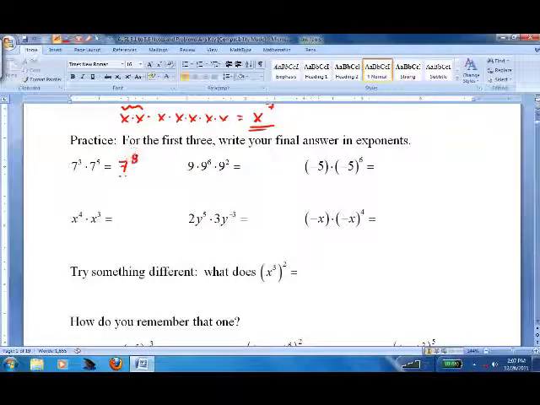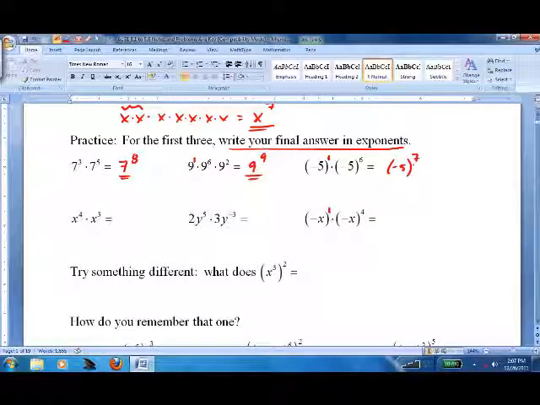7 to the 8th. Always write in your 1, or else you will forget it. I wrote them in for all three. 6 and 2 is 8, and 1 is 9, so it's 9 to the 9th. And notice it says, write your final answer in exponents, because we could multiply some of these out with the calculator, but there's no need to at this time. This is -5, and we just leave it inside the parentheses. We don't have to mess with the negative yet.